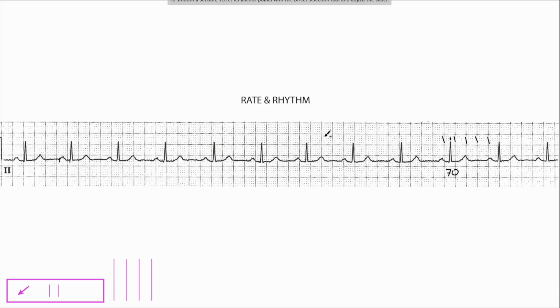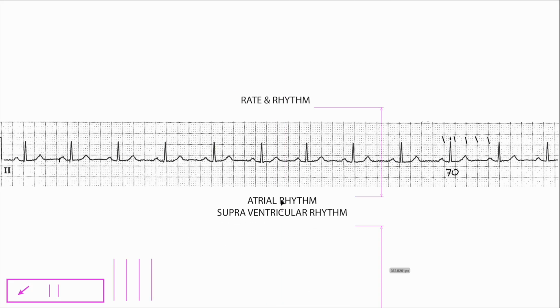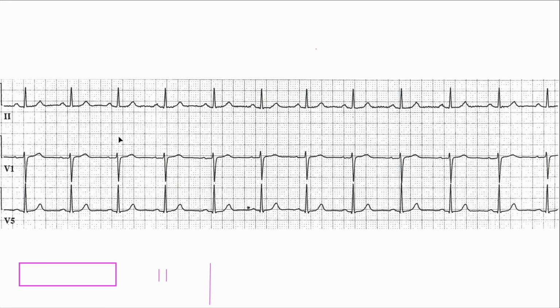Okay, so what do we have here? Something running at 70 beats per minute. It seems to be coming from the atrium. I can call this atrial. I can call this supraventricular rhythm, but I cannot call this normal sinus rhythm. I cannot, using one lead, say that this is normal sinus.